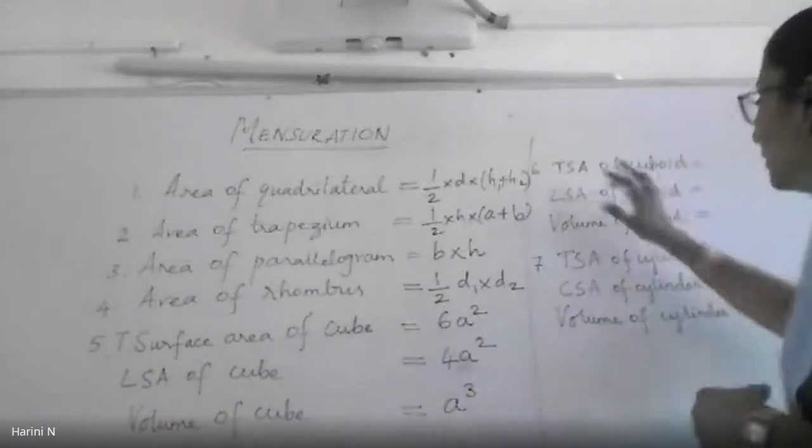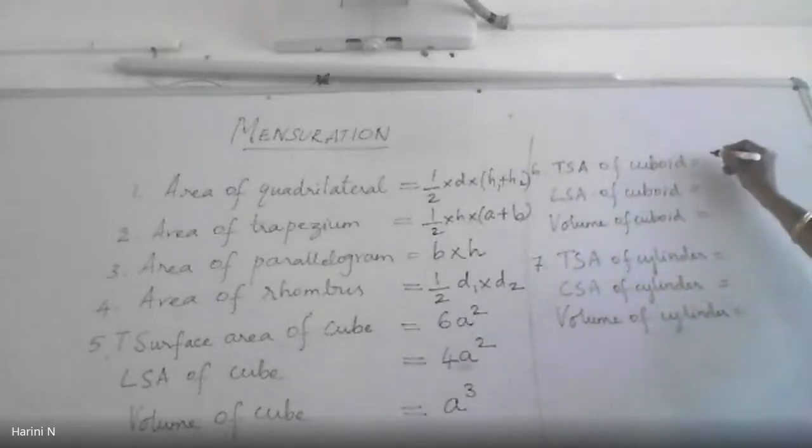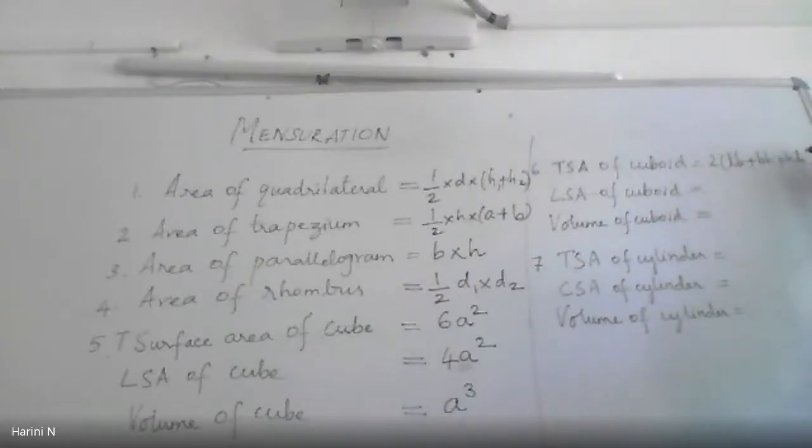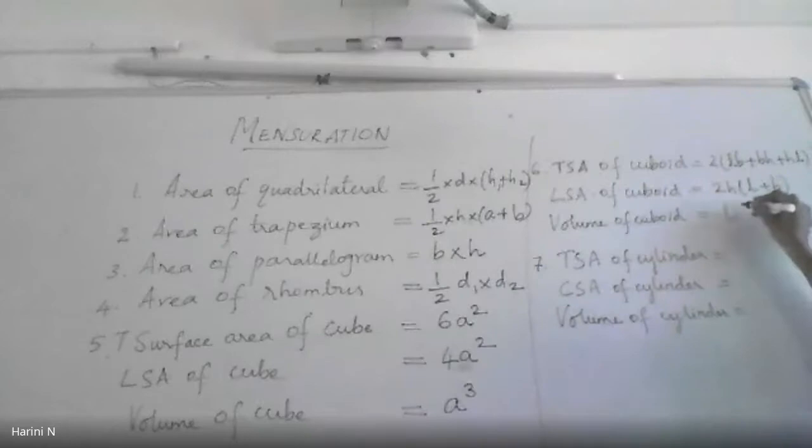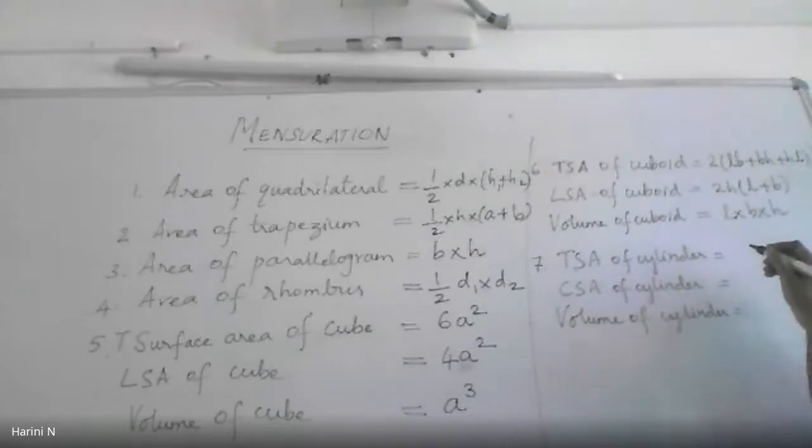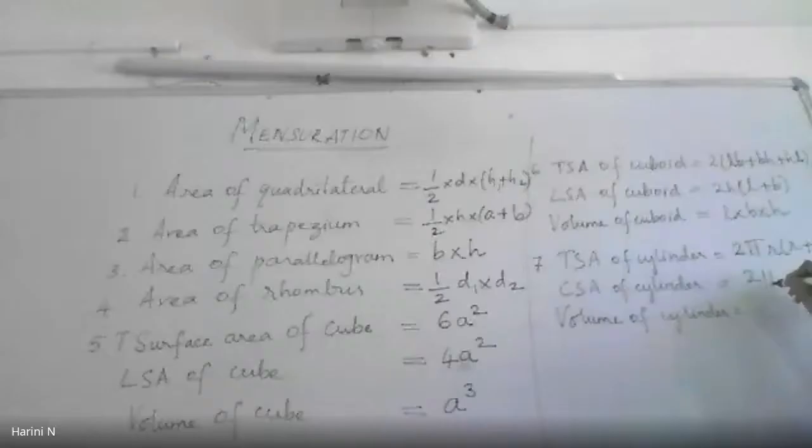I have understood. TSA of cuboid. 2 times (LB plus BH plus HL). LSA of cuboid. 2 into H into (L plus B). Volume of cuboid. L into B into H. TSA of cylinder. 2 pi r times (r plus H). CSA of cylinder. 2 pi r H. Volume of cylinder. Pi r square H.